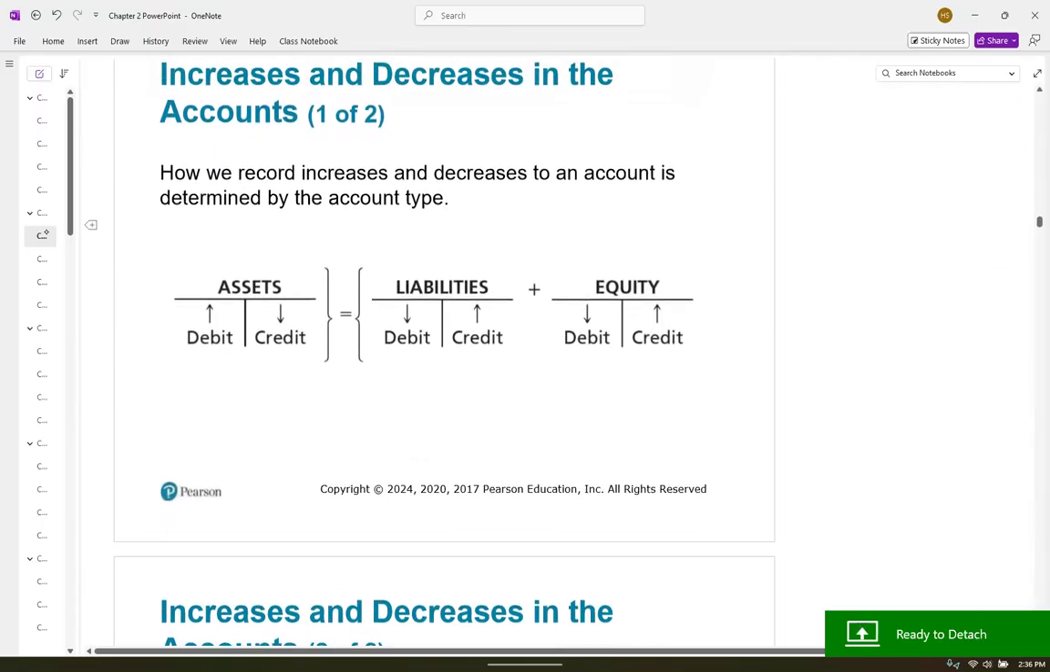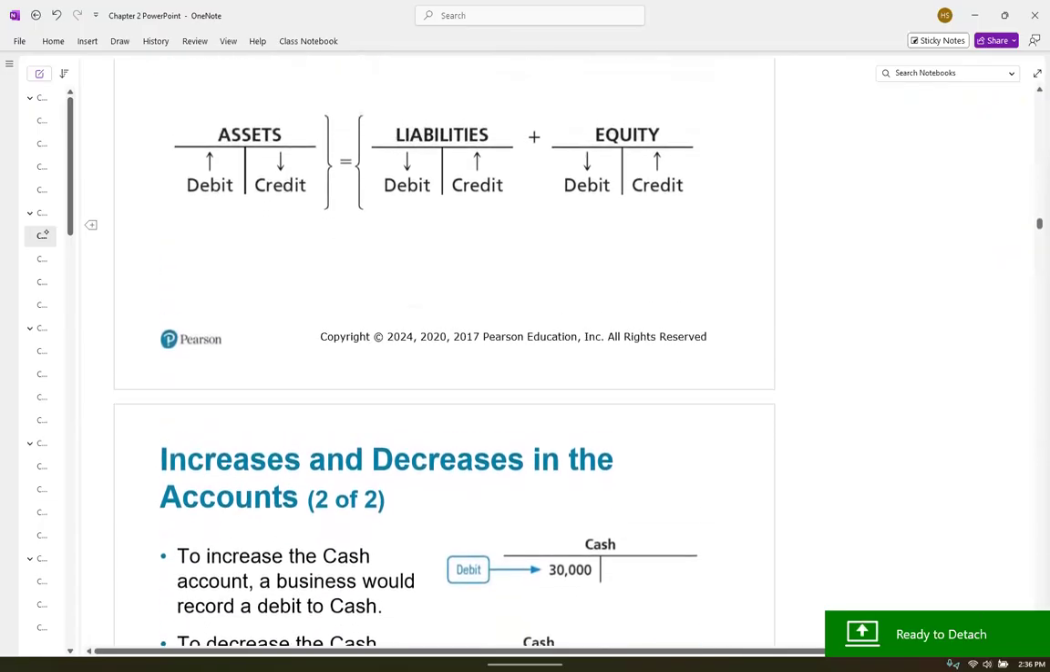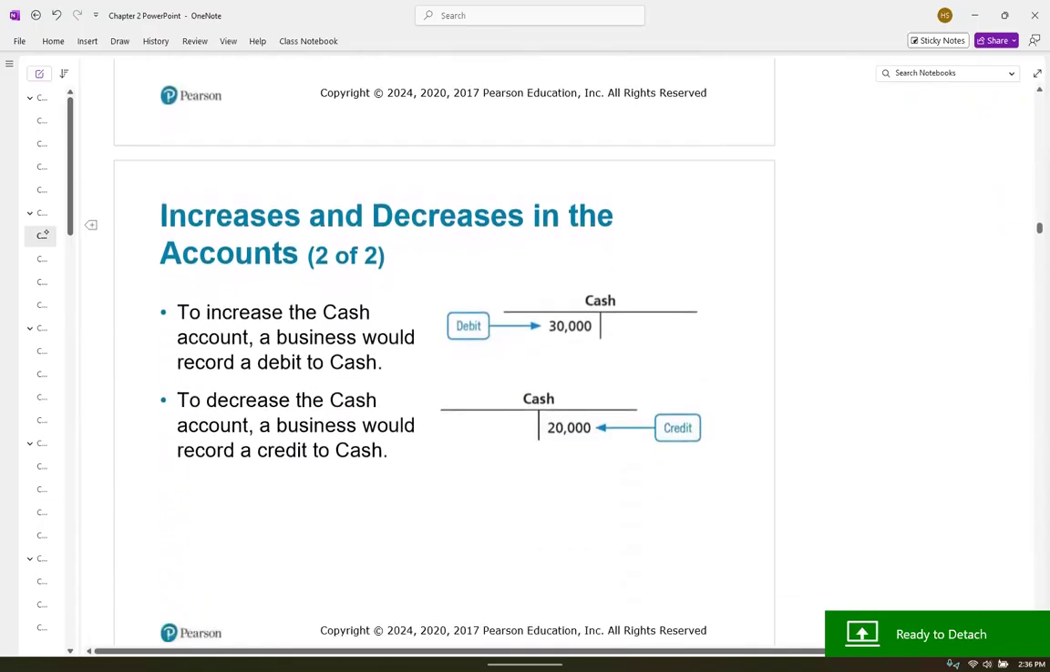I'm going to jump back over here to my PowerPoint, and they only did assets, liabilities, and equity. I don't really like the arrows going up and down. It kind of messes with my ADHD. So I just do it the way I did. Right here, they give us an example. This is not necessarily a journal entry because if it was an entry, we would have to make both sides balance. They're just showing that if I'm increasing cash, then I would debit cash of 30,000 to the cash account.